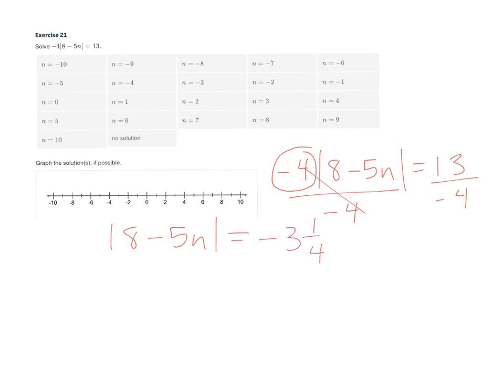Now, just like the last one, can the absolute value ever equal a negative? The absolute value can never be negative. It's always going to give you a positive because it's a distance to 0. So because we can't have the negative part, this one is, again, no solution.